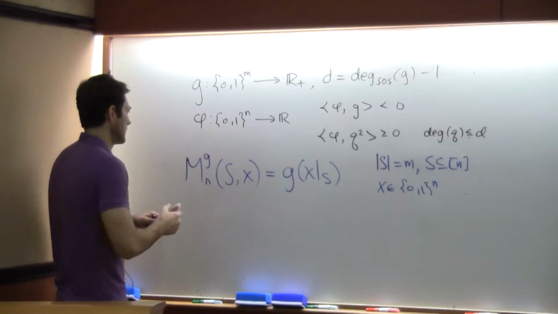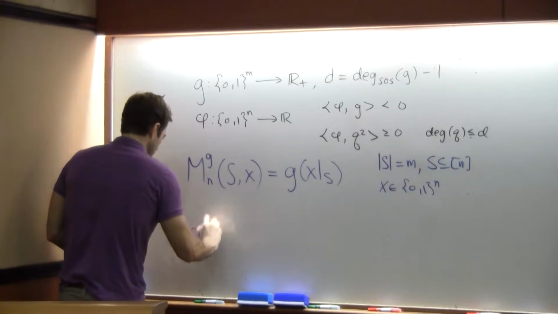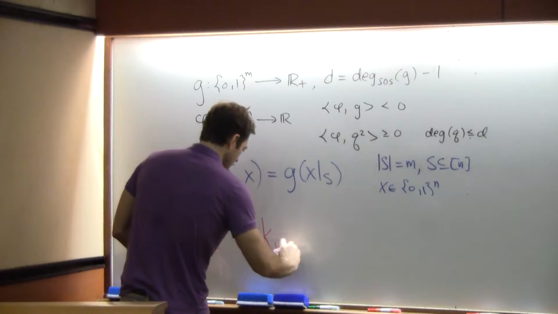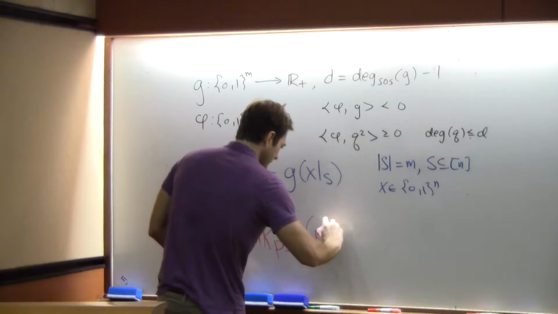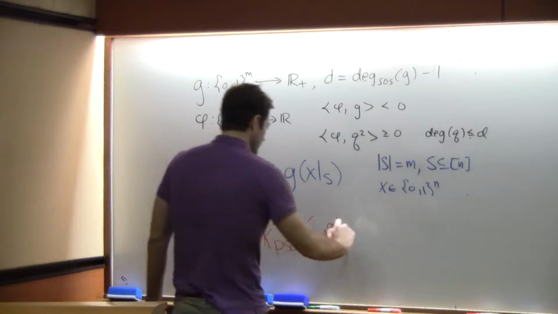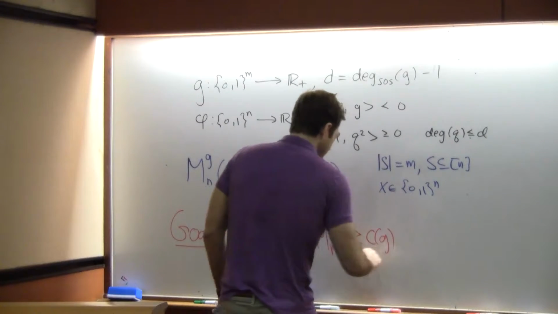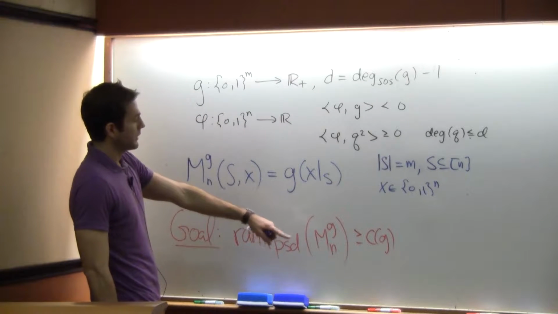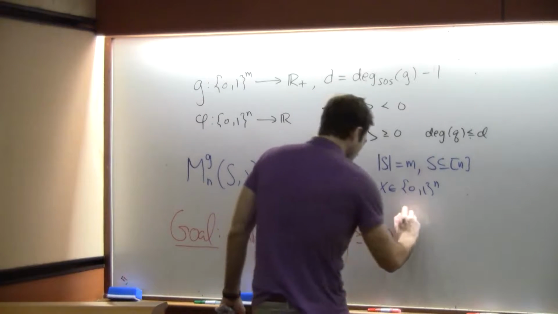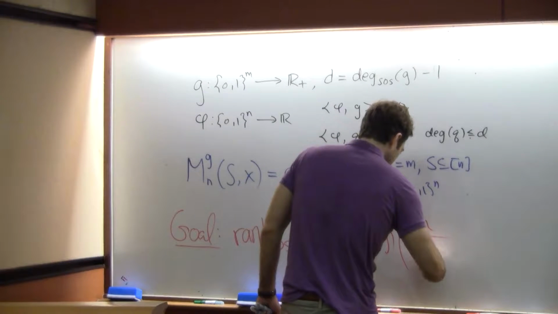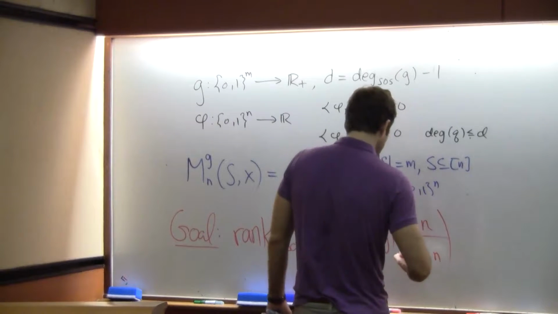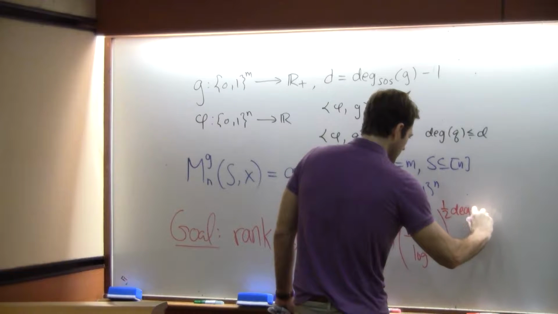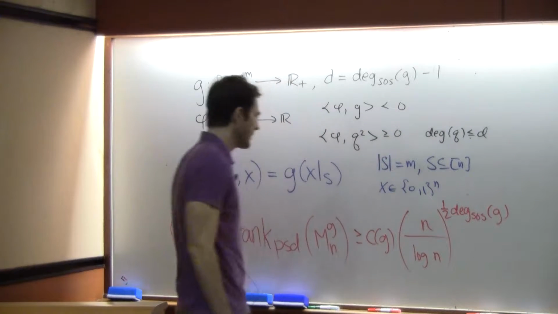And your goal, which we now finish today, is to show that the PSD rank of this matrix is large if the sum of squares degree is large. So it's at least some constant that depends on g. You should think here, I'm not writing the quantifiers again, but n is going to infinity, g is fixed. I'll mention what happens if g depends on n at the end of the talk. But this is the basic setup.